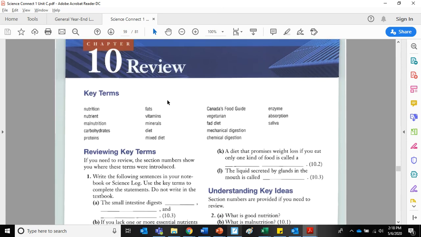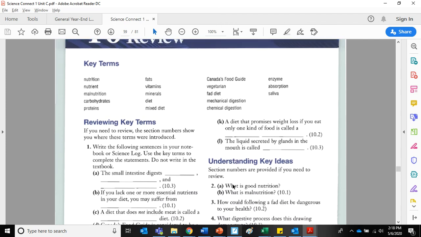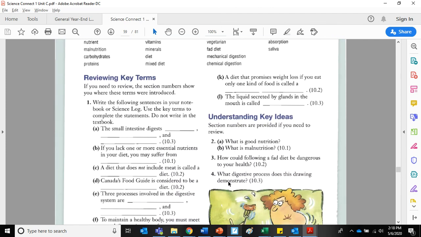Then, as always, here we can see all these key terms. We would have gone through them. I've talked mostly about them. Include them all in your study guide. Okay? And once your study guide is complete, once your assignment is complete, go through these review and understanding key ideas. You should have no problem thinking to yourself, what is good nutrition? It's following Canada's food guide.